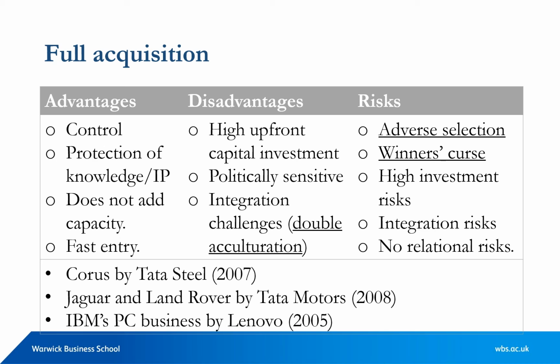Now let us see some examples of full acquisition. In 2007, the Indian firm Tata Steel entered the British and the European markets in a substantial way by acquiring Chorus Steel, which was much bigger than Tata. Similarly, in 2008, Tata Motors acquired Jaguar and Land Rover. In 2005, Lenovo acquired IBM's personal computer business. Lenovo gained not only access to the US market, but also reputation and technologies, boosting its global recognition and sales quite substantially.